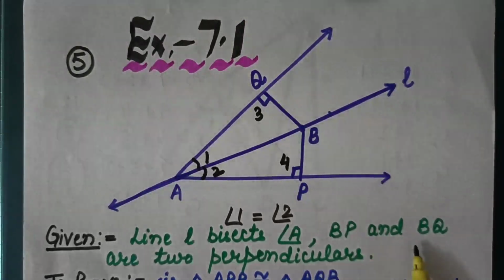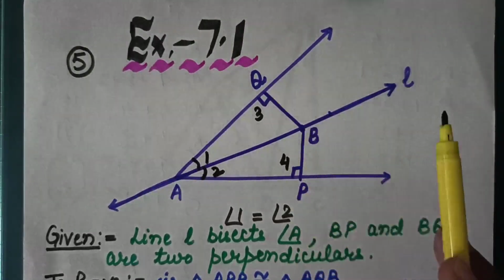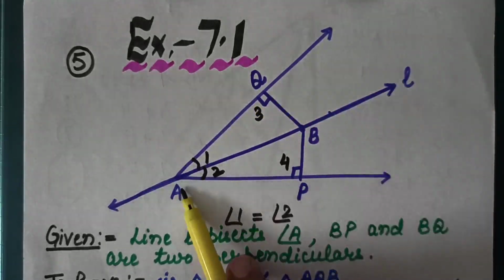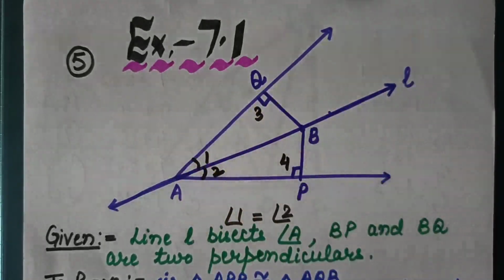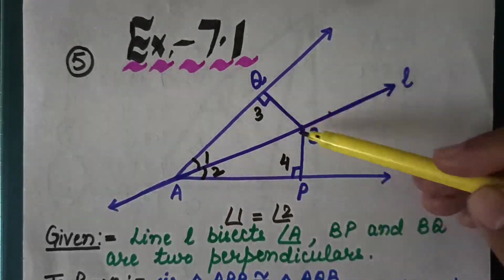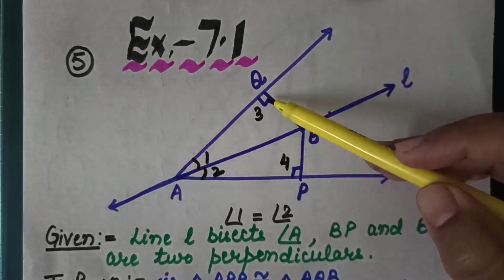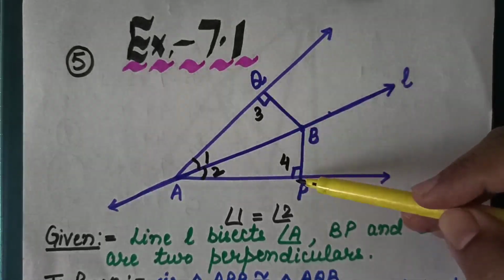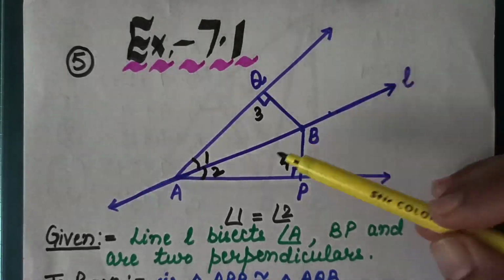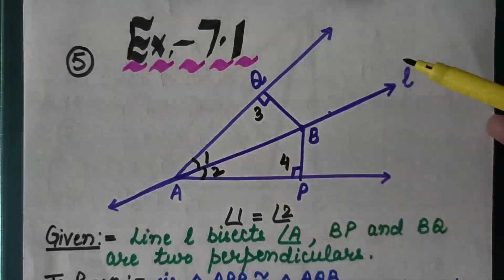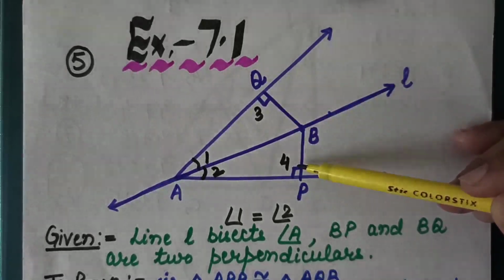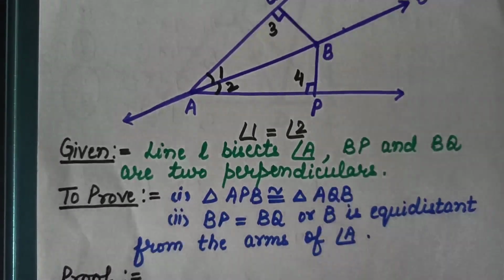Then we are given BP, this is BP, and BQ. These are two perpendiculars on these two line segments, or the arms of the angle. So if these are two perpendiculars, it means angle 3 and angle 4 are both 90 degrees. So we are given angles 1 and 2 are equal, and angle 3 and angle 4 are each 90 degrees. Now let's see what we need to prove.